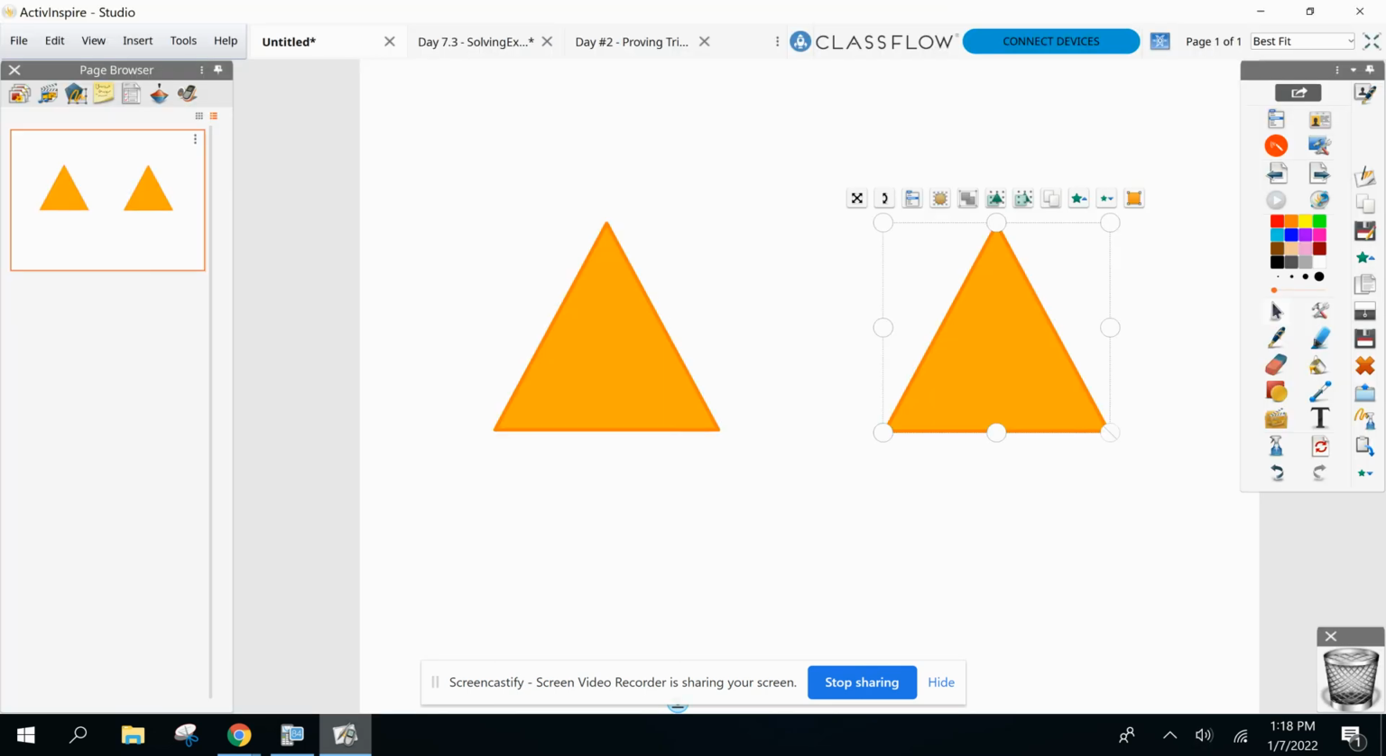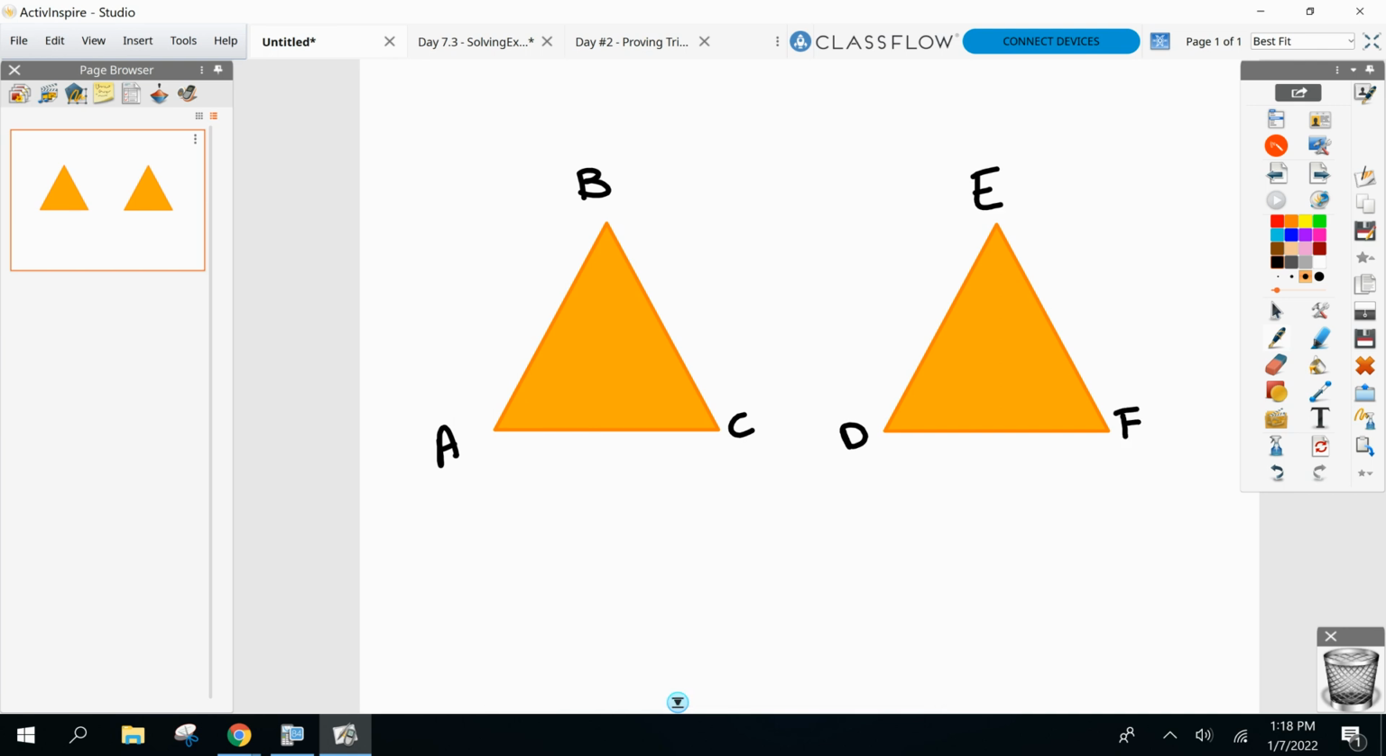All right, so let me review with you, because we've done a ton of stuff with proving triangles congruent. So I'll tell you, triangle ABC is congruent to triangle DEF. All right, I'm gonna let you guys take over. What else is true then? If those two triangles are congruent, what else must be true?